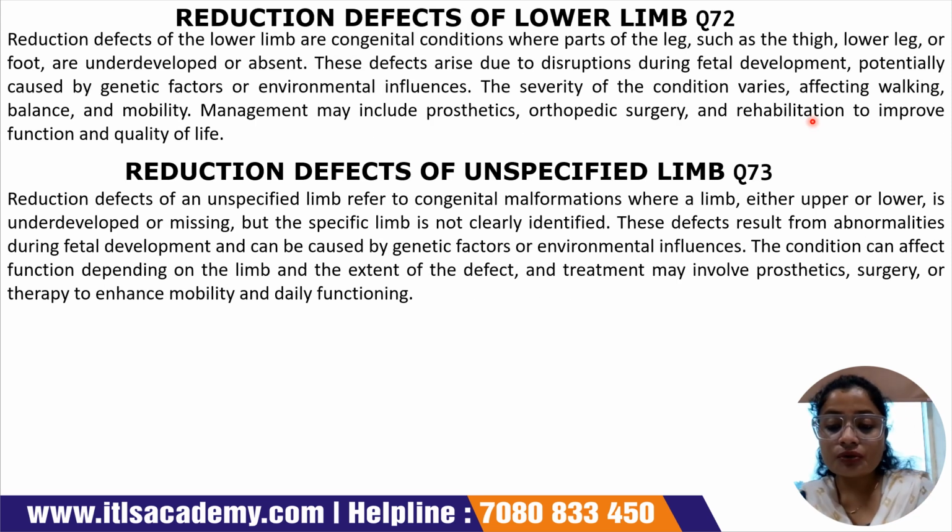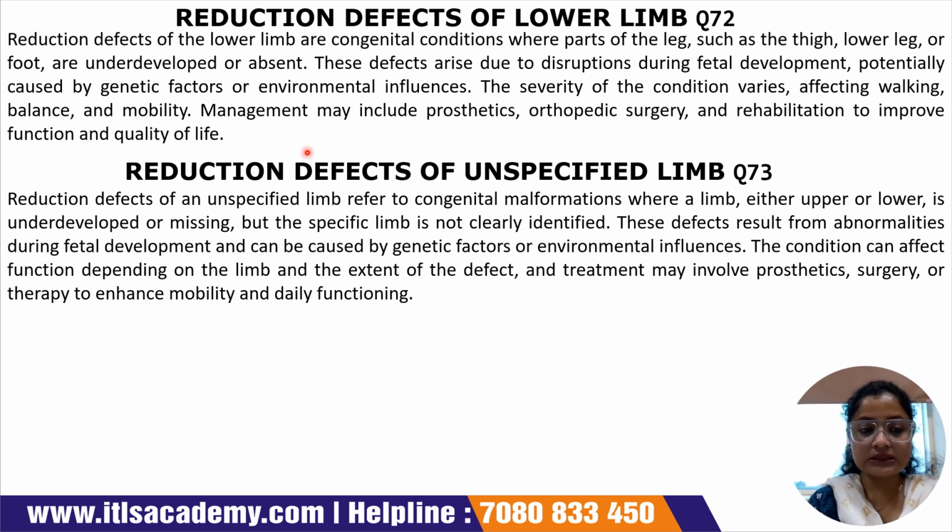Moving on to the next important code that we need to talk about, that is Q72, which corresponds to reduction defects of lower limb. So these are again congenital conditions where parts of the leg such as the thigh, lower leg or foot are underdeveloped or absent. These defects arise due to disruptions during fetal development, potentially caused by genetic factors or environmental influences. The severity of the condition varies, affecting walking, balance and mobility. Management may include prosthetics, orthopedic surgery and rehabilitation to improve function and quality of life.